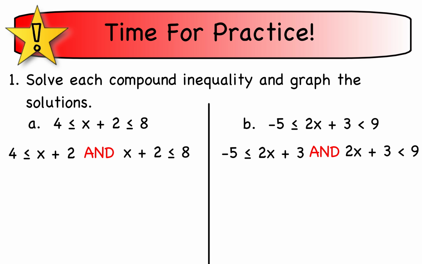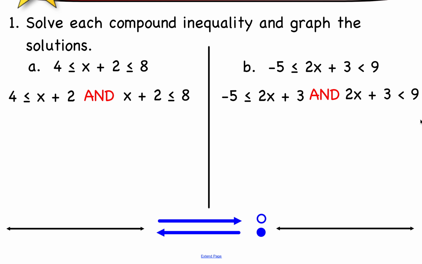So let's put some of this into practice. It says solve each compound inequality and graph the solutions. So we have, whoops, excuse me, x plus 2 is greater than or equal to 4, and x plus 2 is less than or equal to 8. So here's our compound inequality statement right here. And the way we're going to solve that is we're going to break it into two simple inequalities and replace it with the word "and" in between.